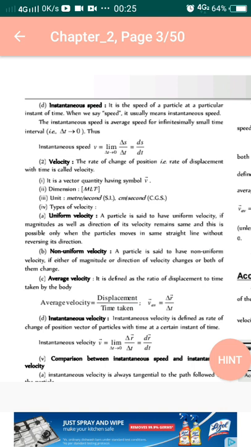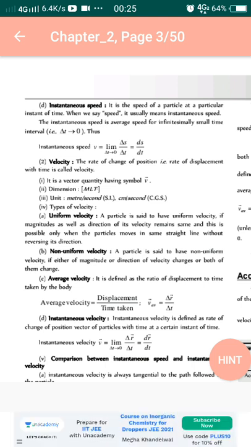Then instantaneous speed. It is the speed of a particle at a particular instant of time. When we say speed, it usually means instantaneous speed. The instantaneous speed is the average speed over an infinitesimally small time interval, that is, delta t tends to 0. Thus instantaneous speed v equals the limit as delta t tends to 0 of delta s by delta t, which equals ds by dt.